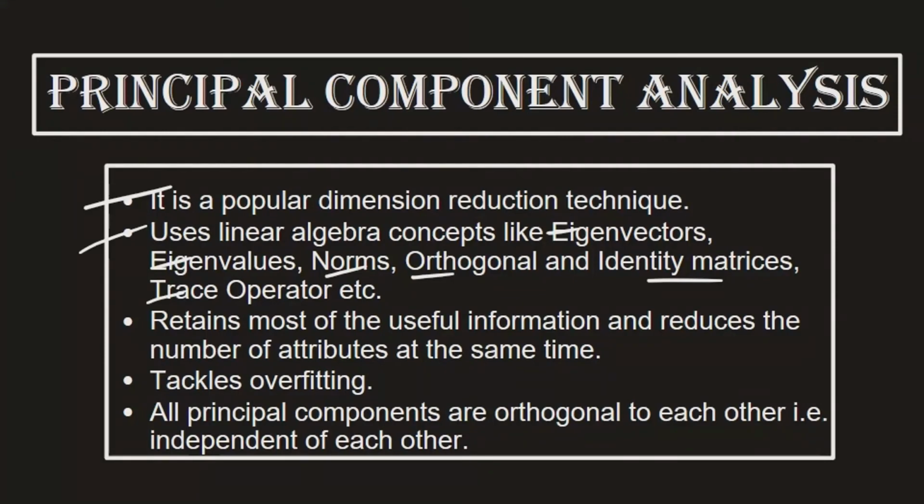As we have seen in the Jupyter Notebook, the principal components retain most of the useful information and reduce the number of attributes or features or columns, you can say, at the same time, which is also called a lossy compression. So we are compressing the number of features or attributes by making sure that we retain most of the information out of the previous set of features. It tackles overfitting, of course, because our model is no longer dependent on too many features in order to make a prediction, and all the principal components are orthogonal to each other. It is a very important thing to remember that all the principal components are independent of each other.